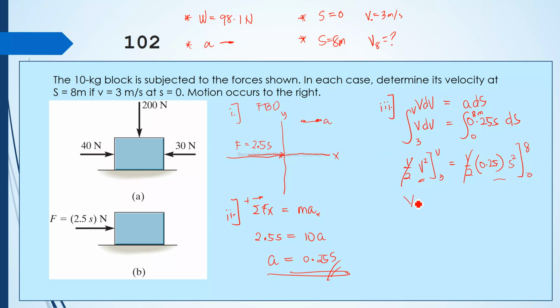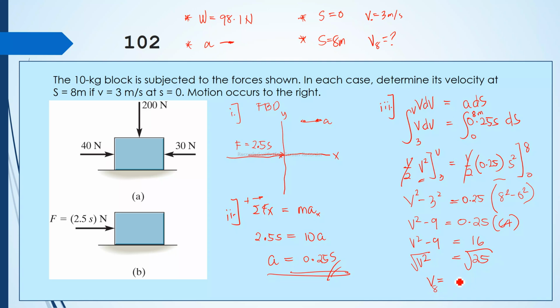Now let's apply the upper and lower limits. We have v squared minus 3 squared equal to 0.25 times 8 squared minus 0 squared. So we have v squared minus 9 equal to 0.25 times 64. So that is v squared minus 9 equal to 16, or v squared equal to 25. Taking the square root on the left and right sides of the equal sign, we have that the velocity of the block at s equal to 8 meters is equal to 5 meters per second.